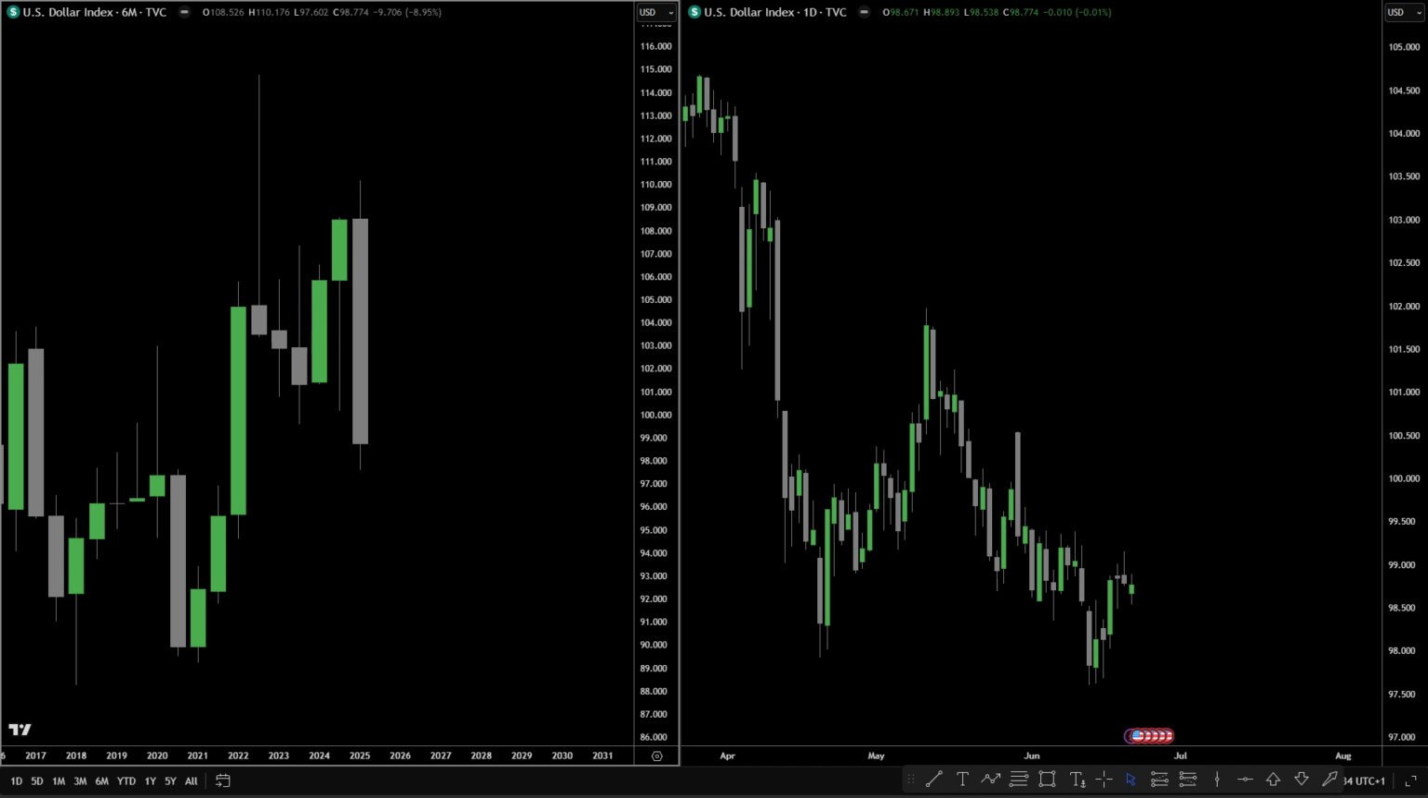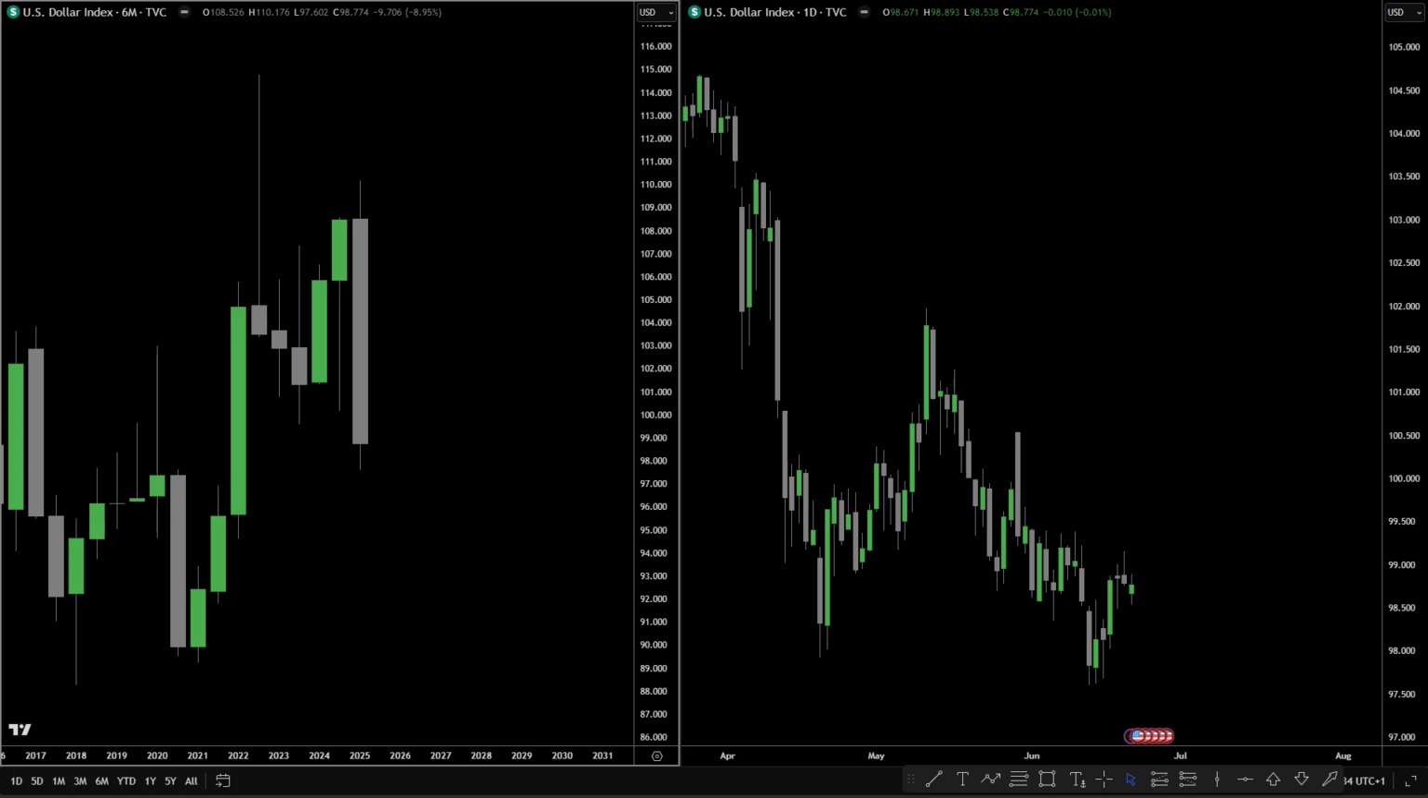In today's video, we're analyzing the dollar index across multiple timeframes, starting from the 6-month chart down to the daily chart. We'll break down key levels and what they might signal about future price direction. We'll keep the daily timeframe on the right side of the screen and higher timeframes on the left. This layout helps us see how higher timeframe levels influence the lower ones.